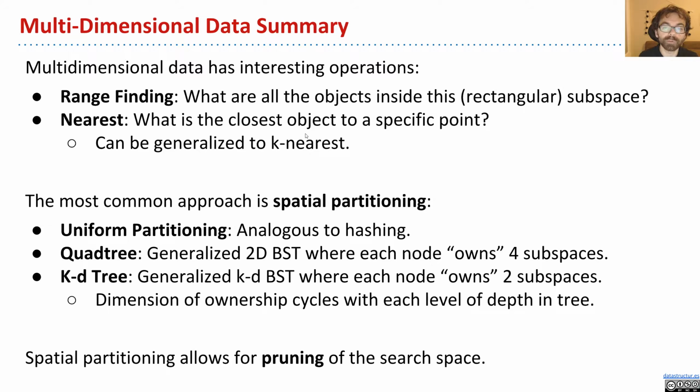Now the most common approach to this is some kind of spatial partitioning. We showed this uniform partitioning approach where you break space into lots of little boxes. We showed the quad tree approach where we have basically a generalized version of a binary search tree where you have 4 different neighbors, and each node owns 4 subspaces. And then we saw the KD tree, which was a generalized k-dimensional BST, where every single node has 2 subspaces, and as you work your way down the tree, you cycle through all the dimensions of your data. Now, spatial partitioning matters because it allows you to prune the search space as you explore.